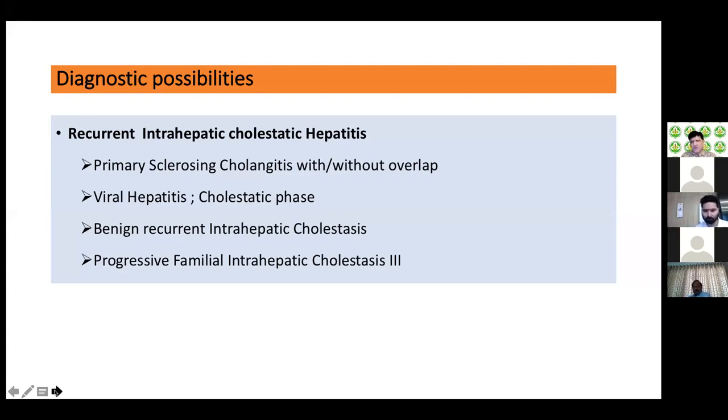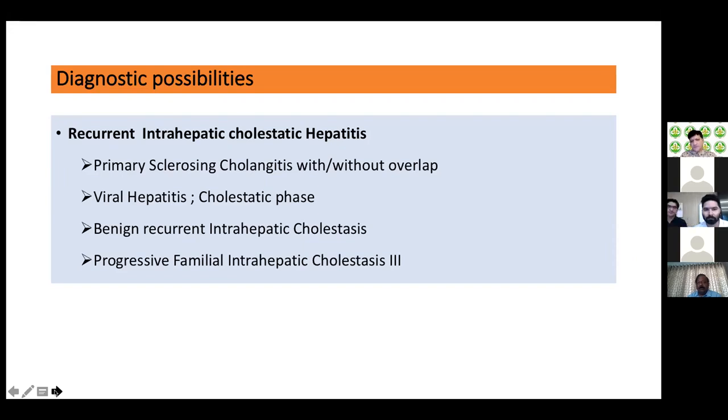I don't think we should be considering PFIC because this is really not a progressive disease. Even the present episode is also settling down, right? The first had completely settled down. The second is also settling down. I would agree with the first three possibilities, but maybe not with the fourth. So with this in mind, how will you investigate and reach a diagnosis?